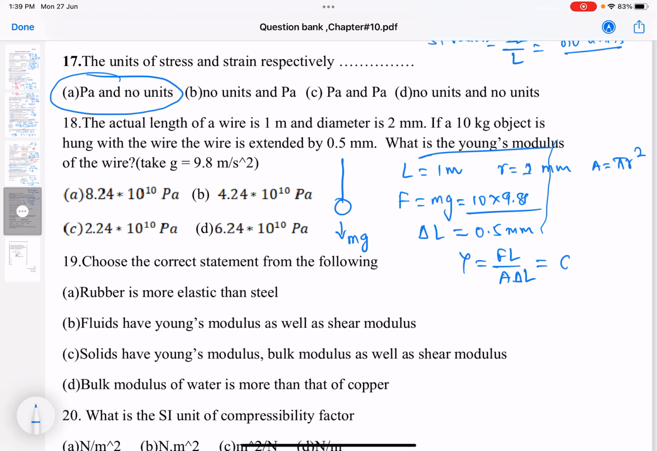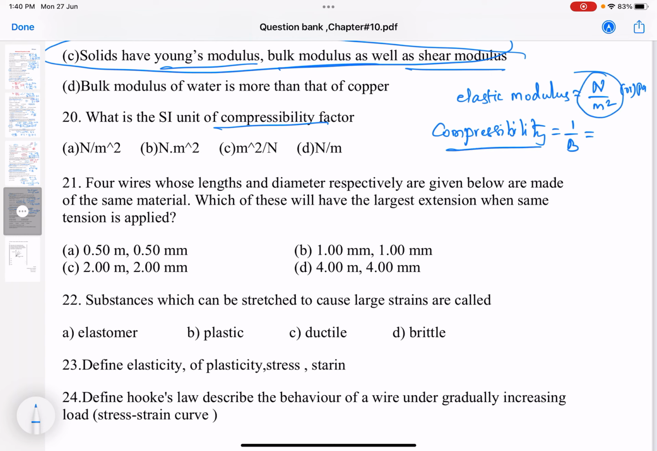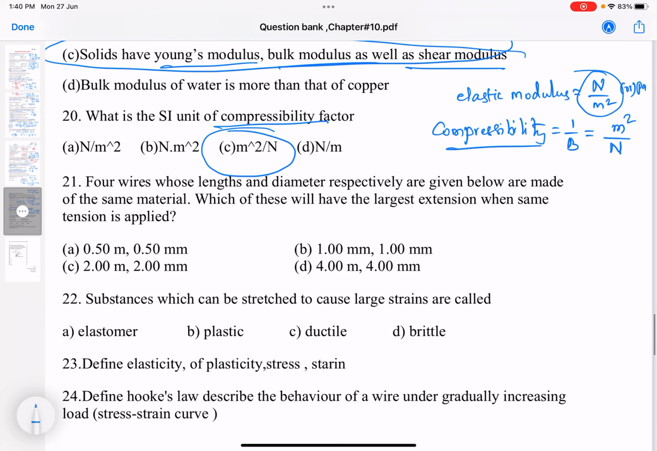Right. What is the SI unit of compressibility? For all the elastic moduli, that is bulk modulus, Young's modulus, shear modulus, the units are Newton per meter square or pascals. Compressibility is the reciprocal of bulk modulus, that is 1 by B. So units of B are Newton per meter square, and units of compressibility are meter square per Newton.